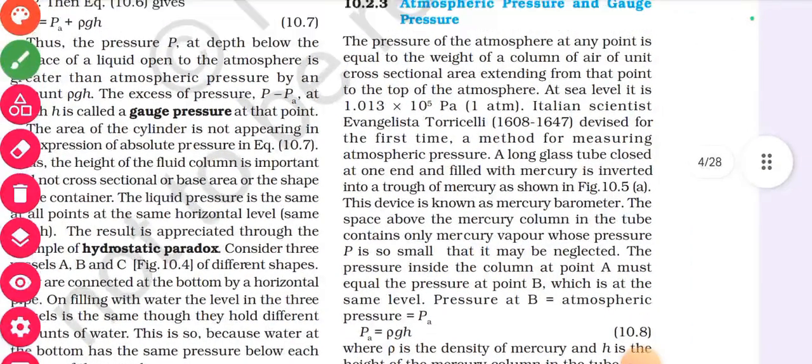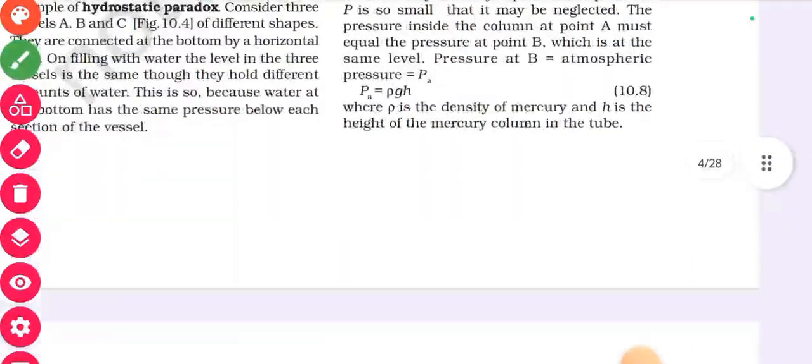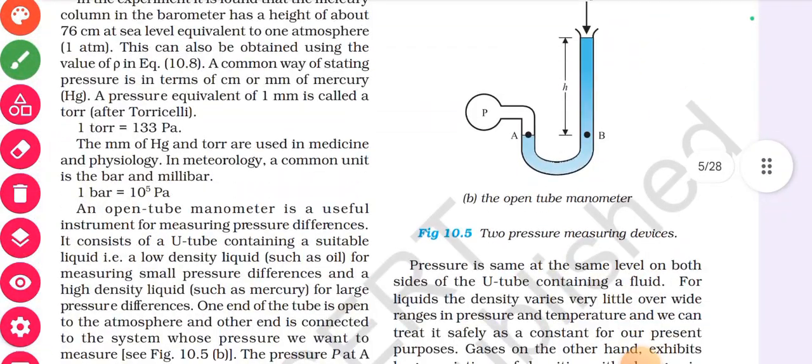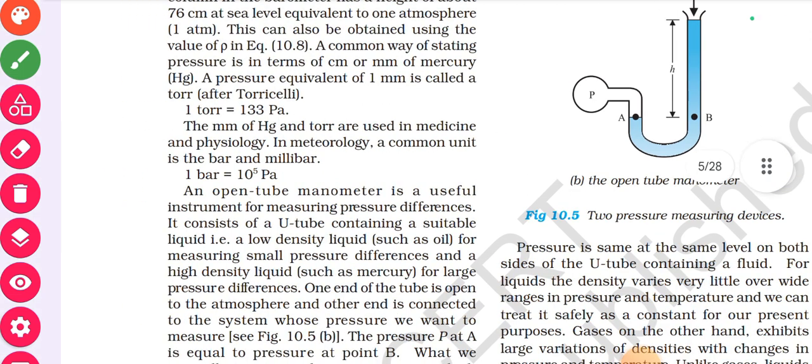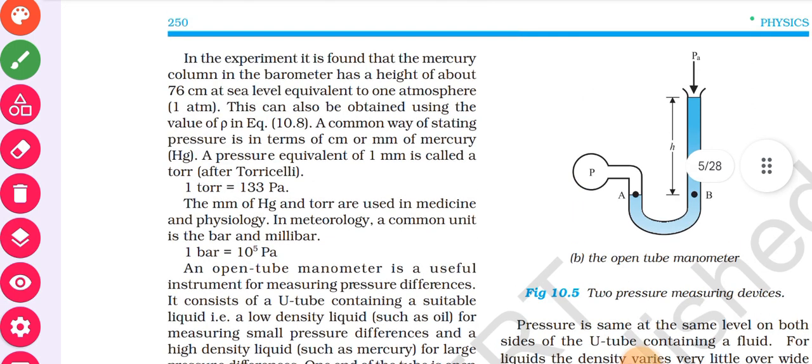Then we have atmospheric and gauge pressure, which I have talked about. There is a device called a manometer that is used to measure pressure. Torr is also a unit of pressure, 133 Pascal. We should know the different units of pressure. One unit is 76 centimeter of Hg, in which we measure pressure.